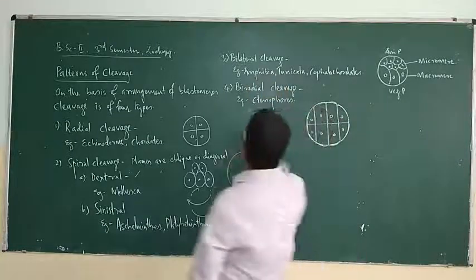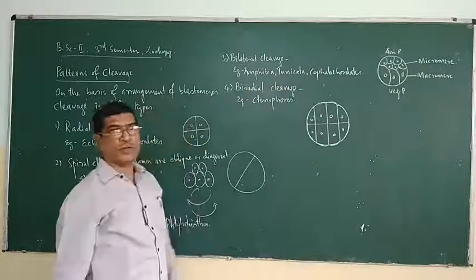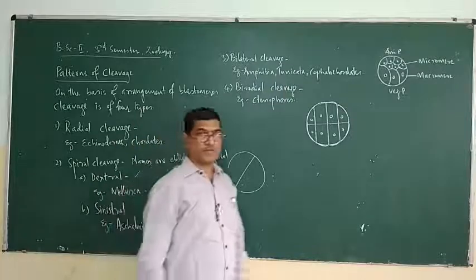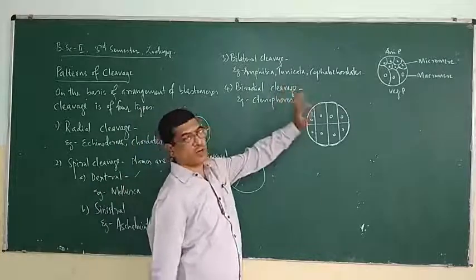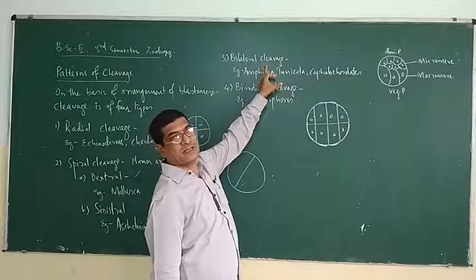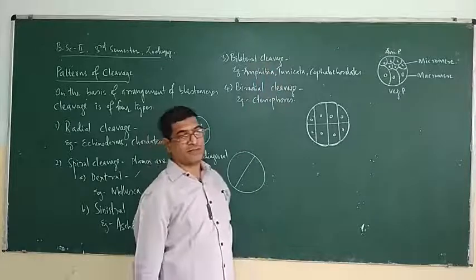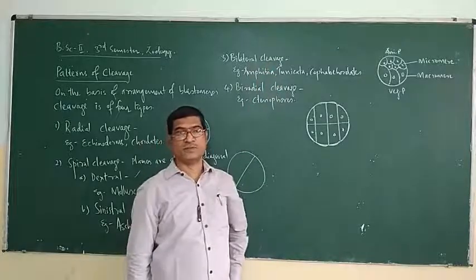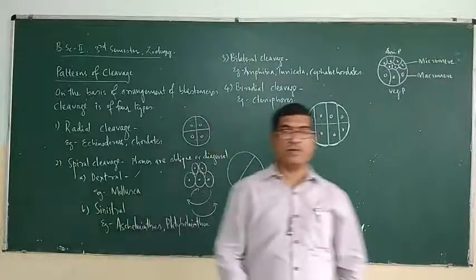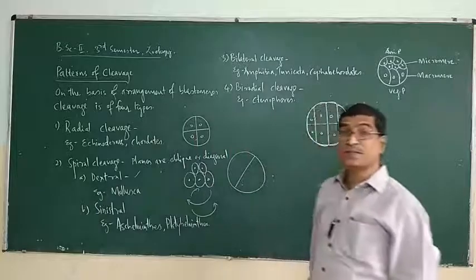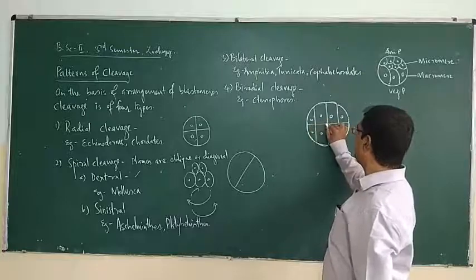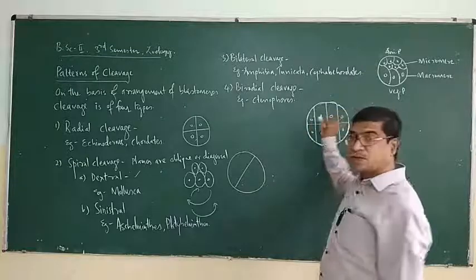This can be seen in amphibians, tunicates, gastropods, cephalopods. This type of bilateral cleavage can be seen. Then biradial cleavage. What does it mean? So here what happens, first two cleavages are meridional. First one, second one. Second one is also meridional, but at right angles to the first one.